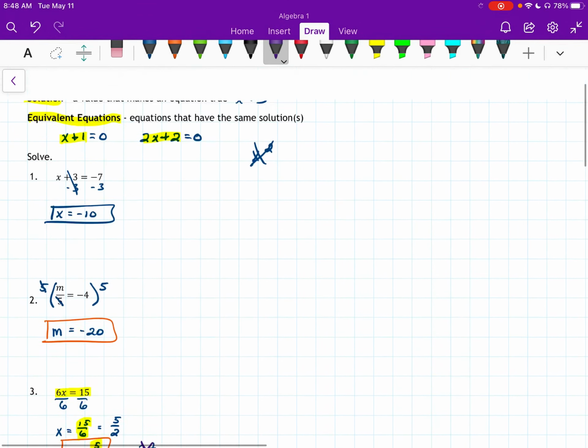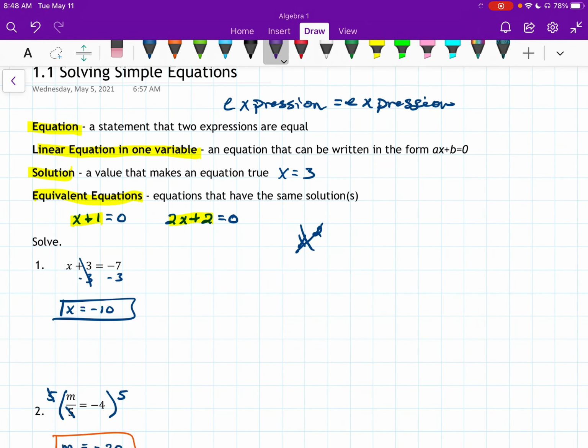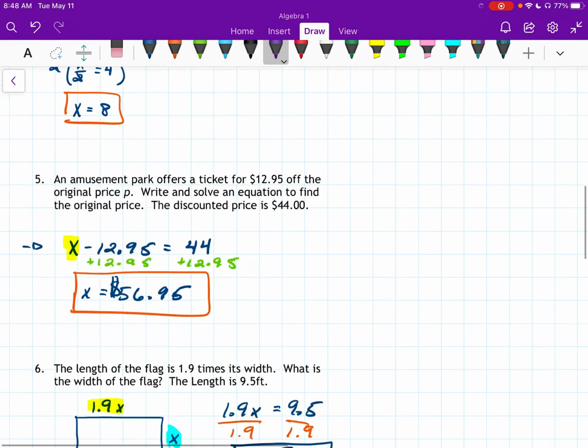So there's this. Make sure that you have these definitions somewhere or that you know these definitions. Remember, an equation has an equal sign, right? An expression does not. Expression, no equal sign. Equation, equal sign. All right, that is that.